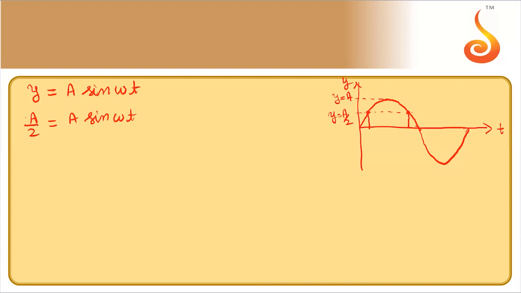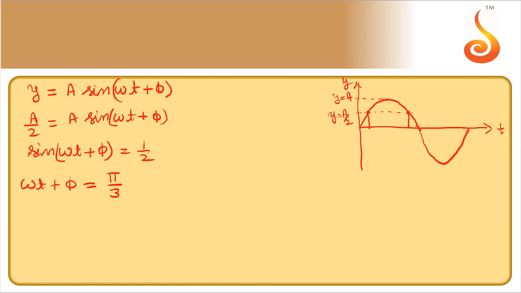Right? So sin omega t is equal to 1 by 2. We shall do one thing, we shall take it as sin of omega t plus phi. Then what do we get here? Sin of omega t plus phi is equal to half. So omega t plus phi is equal to pi by 3 or... phi pi by 3. Both are correct.